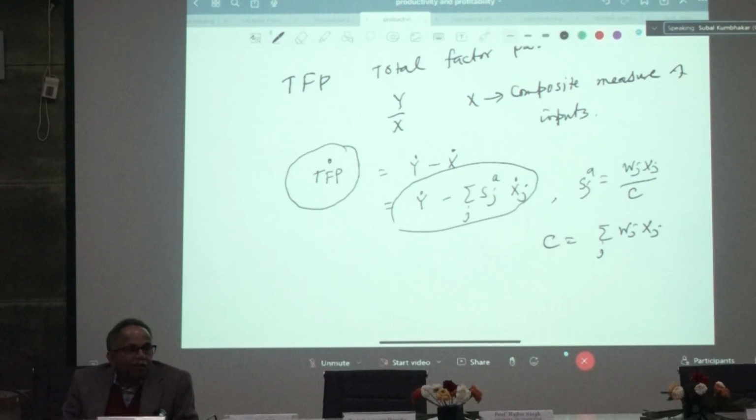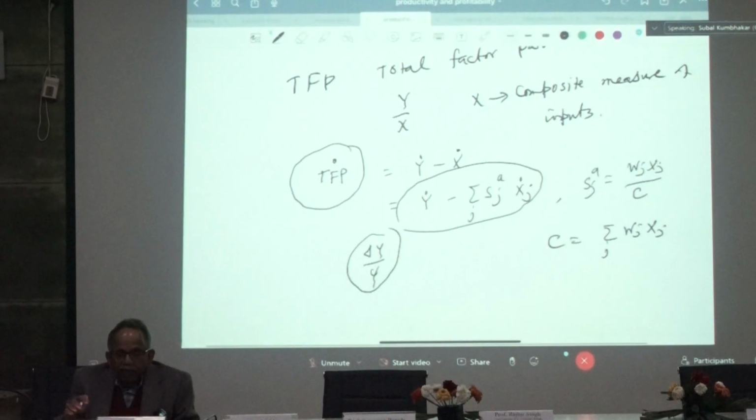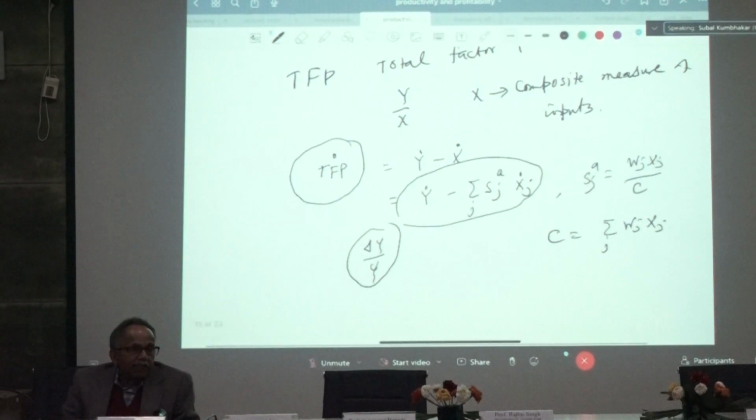Because what is y dot? It is the rate of change in y. So y is data, and if I give you data on y, you can compute y dot simply by defining it. So what is y dot? Delta y divided by y. If you are doing Excel, you have the column for output. You define change by taking successive differences and then divide by the total. That would be your rate of change in y. Similarly, you define the rate of change of each of the inputs, and then you define the shares.